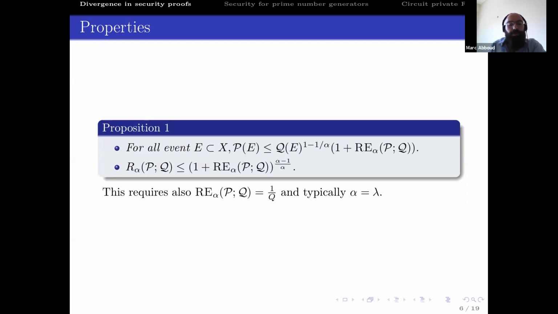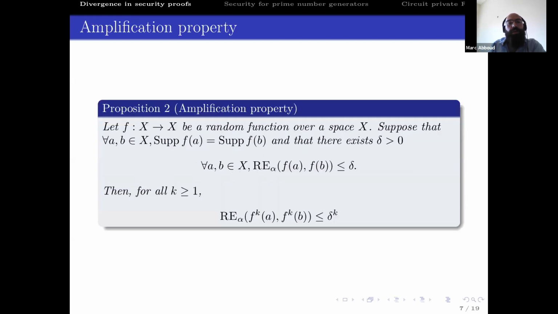But the nice property that makes this divergence stand out is the amplification property that we show in the paper: if you have some random function and a technical condition on the support, then given some condition on the relative error, if you iterate this random function, you're going to amplify the relative error. That was already known for the statistical distance. It was shown by Ducas and Stehlé in a paper in 2016. I'm going to talk about it later. We show it for the relative error over alpha, so this is a generalization. The Renyi divergence does not have a similar property, so we believe that this will make this divergence stand out.